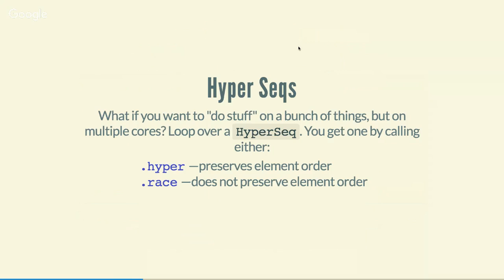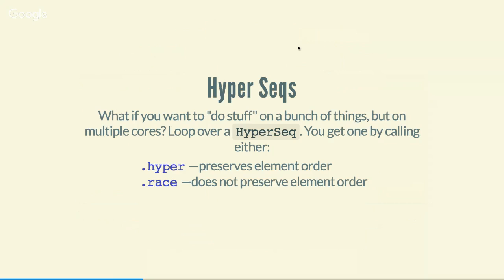Now, if instead of one method you want to do a bunch of things, you can use a hyper sequence to do so, and you get one of those by calling either the hyper method or the race method on one of the sequences, like an array or a list. And currently, hyper is really buggy. People told me not to mention it, but I'm just pointing it out.